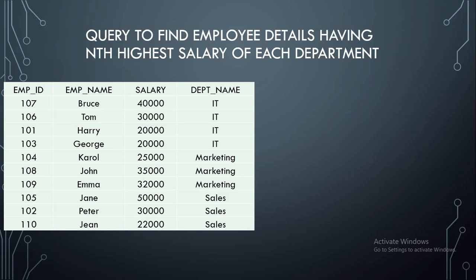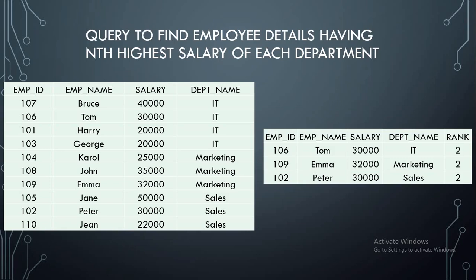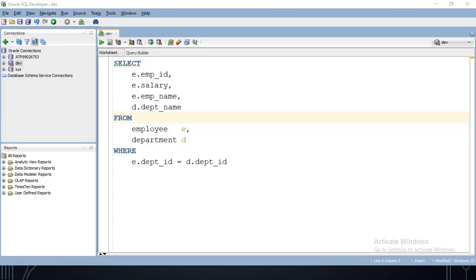So let's see the expected output for n equal to 2. Here we can see the expected output that we have to find as a result of our query. For each department, like IT, marketing and sales, we can see the second highest salary, as the rank is 2 for all the rows. Now we'll write the query to fetch the nth highest salary for each department.